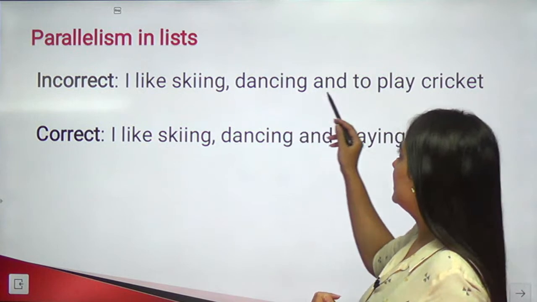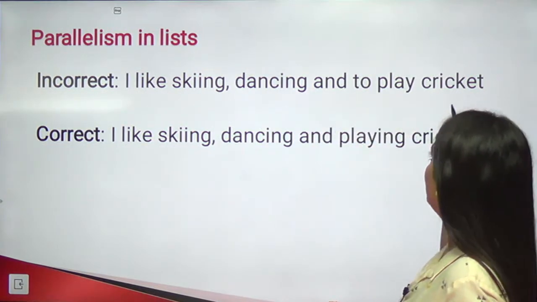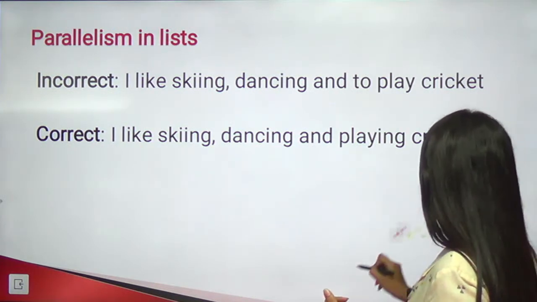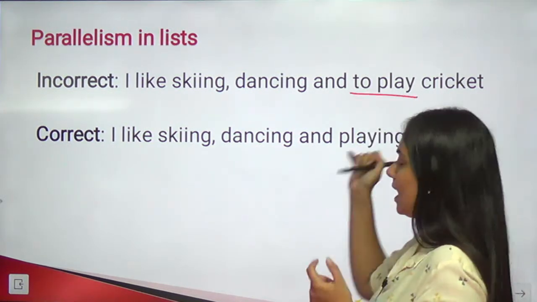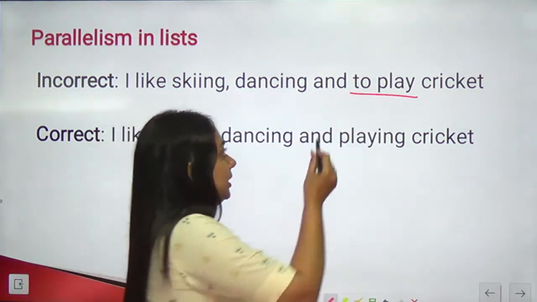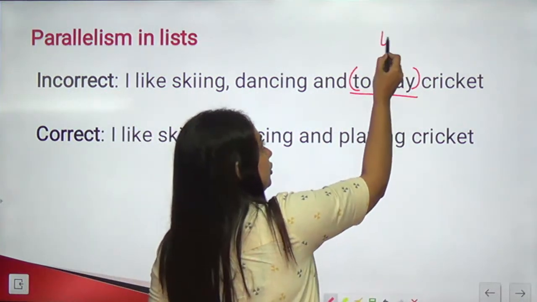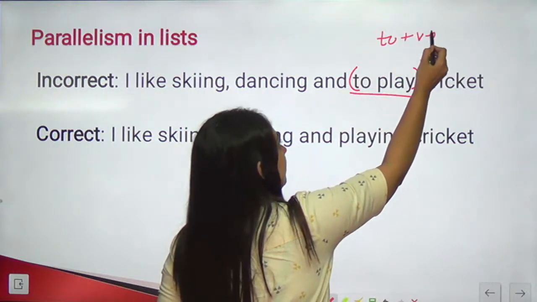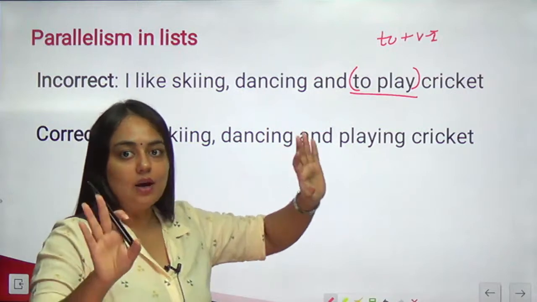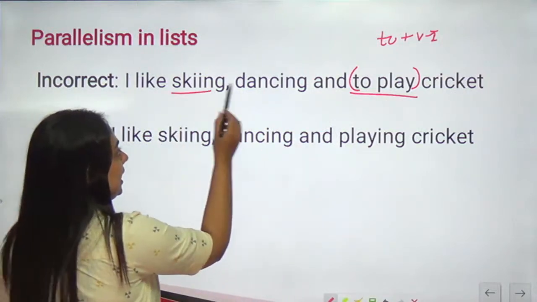I like skiing, dancing and to play cricket. Now, "to play" is an example of an infinitive. I have explained participle, and I gave you an example of gerund as well. Infinitive is "to" plus the verb's first form, the root form. So this is an example of an infinitive. Now you've been using the verb in ing form.